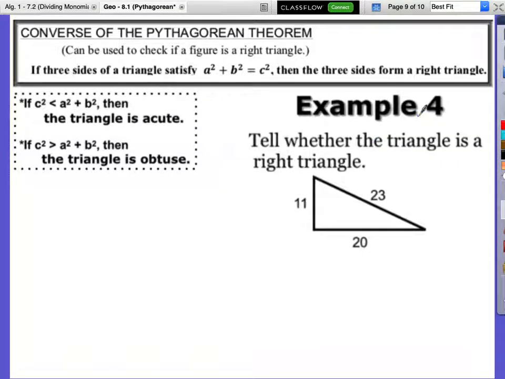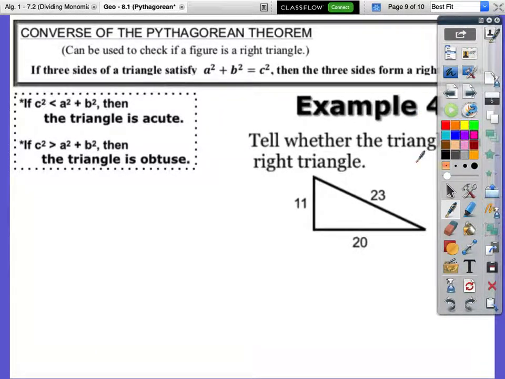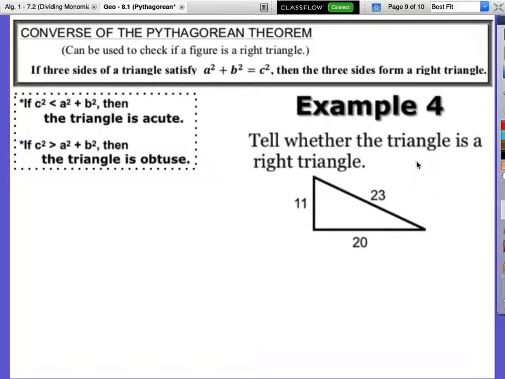All right. So on example 4, how can we tell whether this triangle is a right triangle? We don't see any markings for a right angle. You can do a squared plus b squared equals c squared and see if it equals the hypotenuse. Yeah, and what would be the a and b here? What would be the c? 23. How do we know 23 is going to be c? It's the longest side.